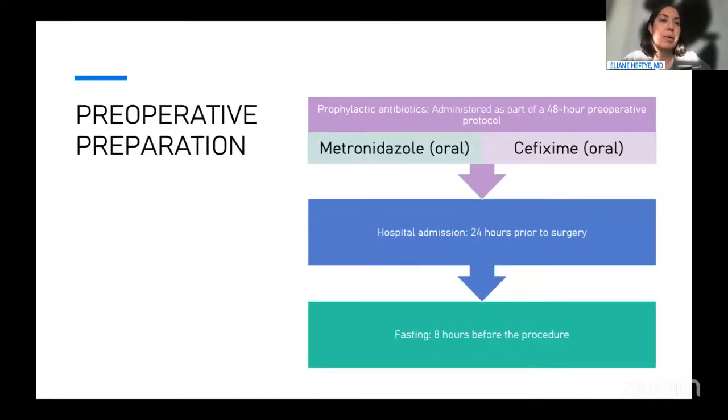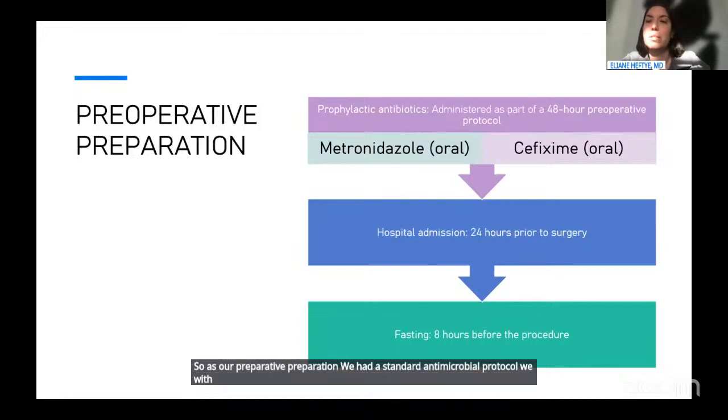As preoperative preparation, we used a standard antimicrobial protocol with metronidazole and cefixime for 48 hours preoperatively. Then the hospital admission is 24 hours prior to surgery, with a fasting of 8 hours before the procedure.